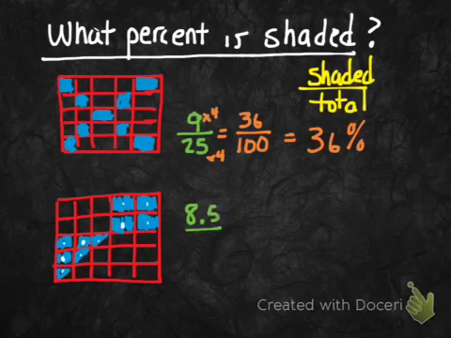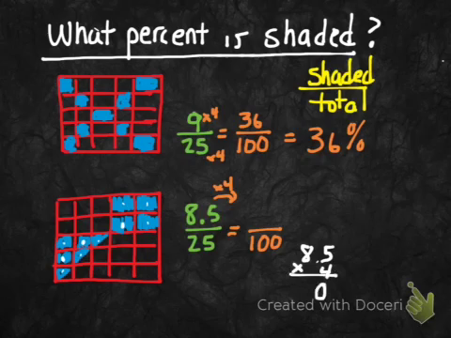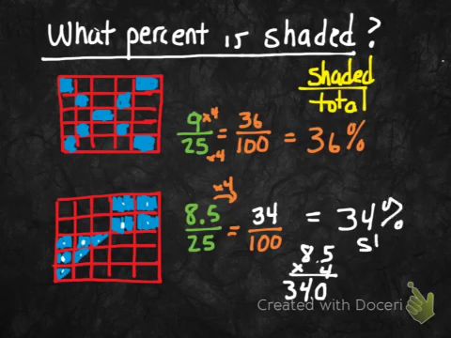Okay? So how many are shaded? 8.5. Out of how many total? Well, that's a 5 by 5, so 25. Easily to 100. So times by 4. And do your decimal multiplication there. Multiply like normal. One number after the decimal point, so slide it over. And then you have your percent there of 34%.